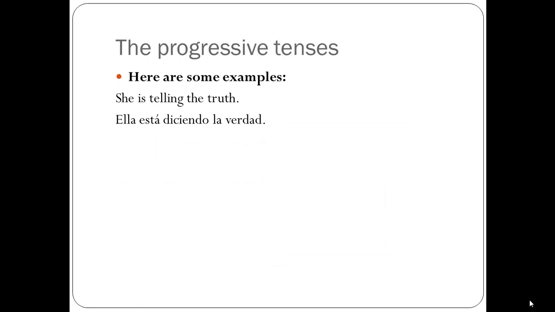So here are some examples of the present progressive tense. I tried to pick some that were irregular. For example, she is telling the truth. Ella está diciendo la verdad. Decir is the participle, and está always goes along with the participle in the present progressive.